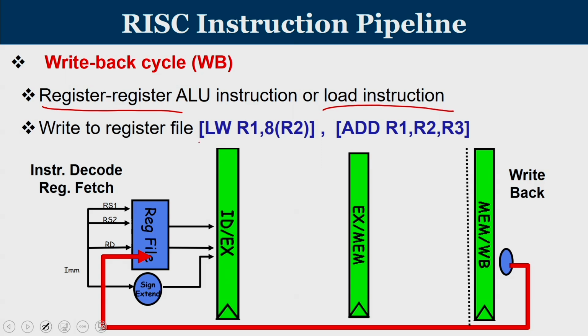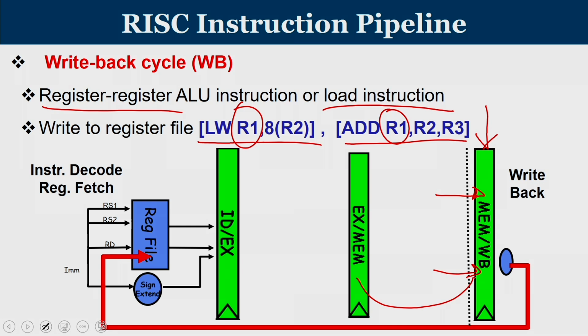For example, load word R1, 8 of R2 or add R1, R2, R3. In both these cases, R1 is a destination. Writing into R1. What is to be written into R1 will be available in the MEM write back register. In the case of a load, the loaded value is available here. In the case of an add, the result of the add is transferred from EX/MEM to MEM/write back. This writing happens at the fifth stage.